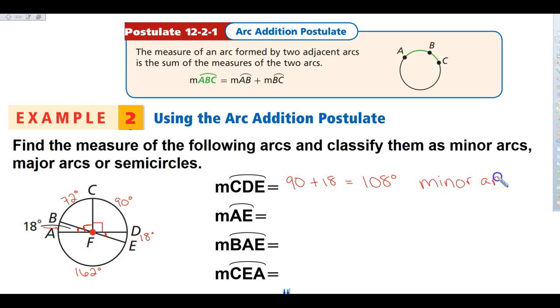Now, I want to bring something to your attention. Notice that this arc is named with 3 letters, but it's a minor arc.